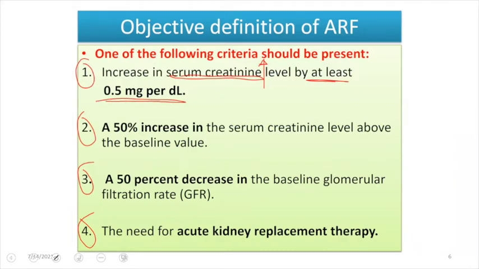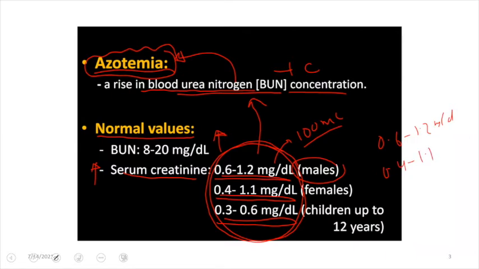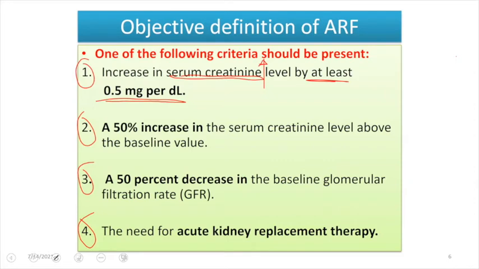So as I've already discussed, you can see these values here. We have seen the values of serum creatinine. It is about 0.6 to 1.2 mg per dl in males, and 0.4 to 1.1 mg per dl in females, and 0.3 to 0.6 mg per dl in case of children up to 12 years old. And whenever we are talking that there is acute renal failure, the amount of creatinine should be raised by 0.5 mg per dl in all those cases. And if the amount of creatinine has increased to this extent, then we can say there has been an acute renal failure, and this is one of the objectives as well.